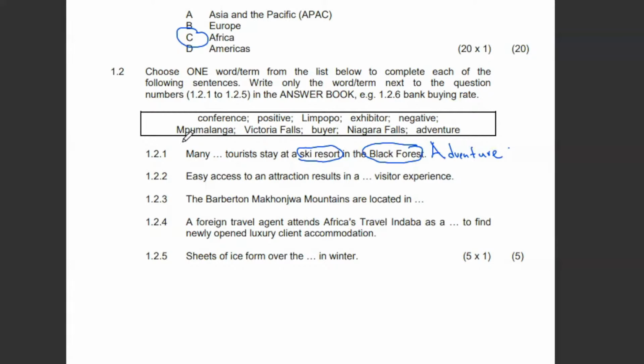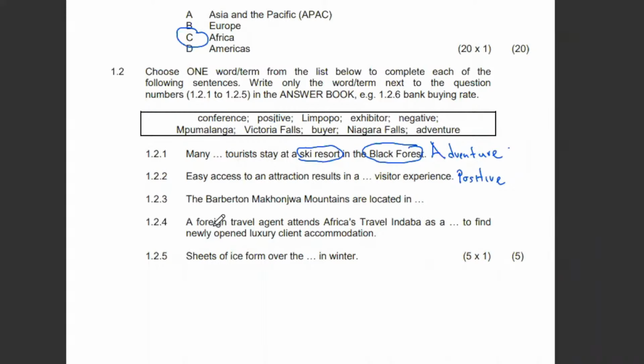All right, easy access. When tourists find an attraction to be easy, it is actually a positive thing. So if you look at the options which have been provided there, we do have positive. So we need to write positive as our correct answer. Easy access is actually a good thing. An attraction should be easily accessible. It should be accessible by different modes of transport, by air, by land, or even by water transport. So easy access is a positive thing. So from our box there, we are taking positive.